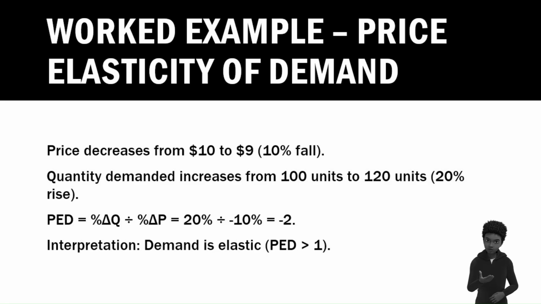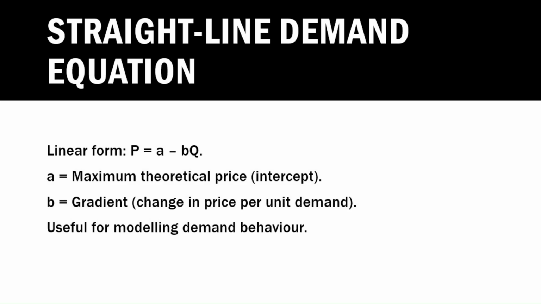Price elasticity of demand equals percentage change in quantity, that is 20%, divided by percentage change in price, that is minus 10%, equals minus 2. This means demand is elastic, so lowering the price increases revenue. Straight line demand equation. We can also model demand using an equation.